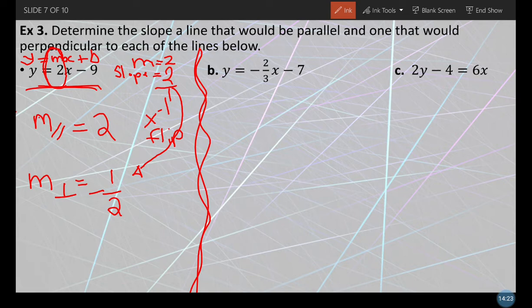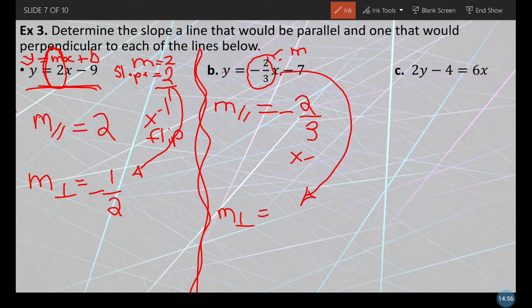So take a second, maybe pause the video and see if you can try B. What would the parallel slope for B be, and what would a perpendicular slope for equation B be? Okay, so hopefully you can look at this and realize that this number right here, negative 2/3, is the slope of this equation, or the slope of this line. I can tell that because it's in this form, y equals mx plus b. So a parallel slope would have to be one that's identical to that, so a negative 2/3. A perpendicular slope means I need to take that, times it by -1, which is going to make it positive, and then flip it. So 3/2.